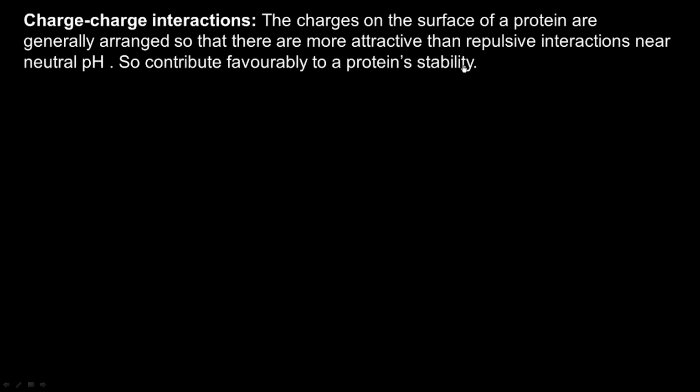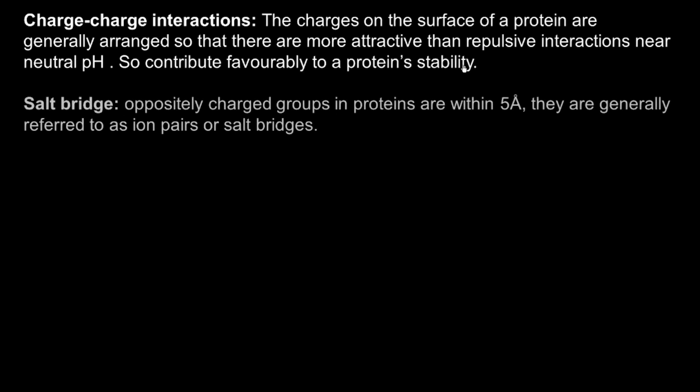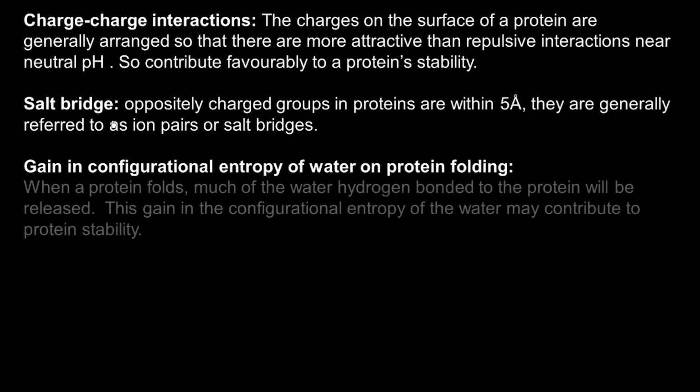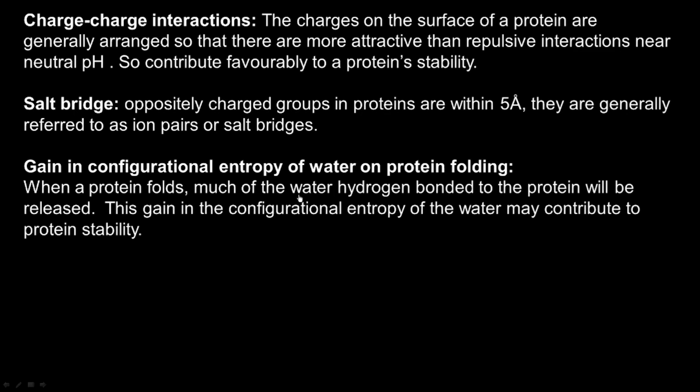Salt bridges. These are oppositely charged groups in a protein within 5 angstrom. They are also called ion pairs or salt bridges. So salt bridges also contribute to the stability of protein. Another point is the gain in configurational entropy of water on protein folding. When a protein folds, much of the water hydrogen bonded to the protein will be released. So this gain in the configurational entropy of the water may contribute to protein stability. Otherwise, if too much water is there, the protein can take too many conformations.